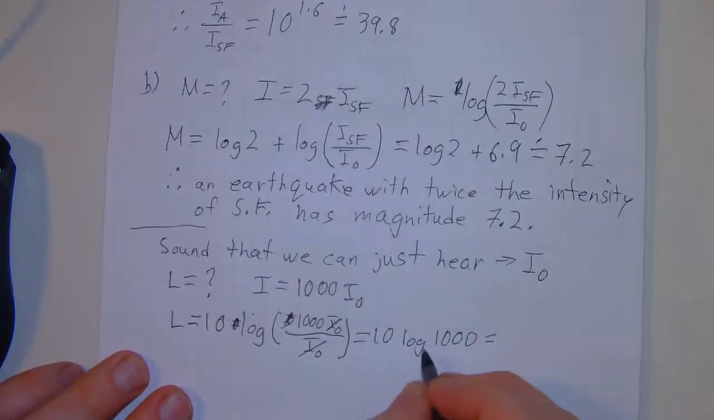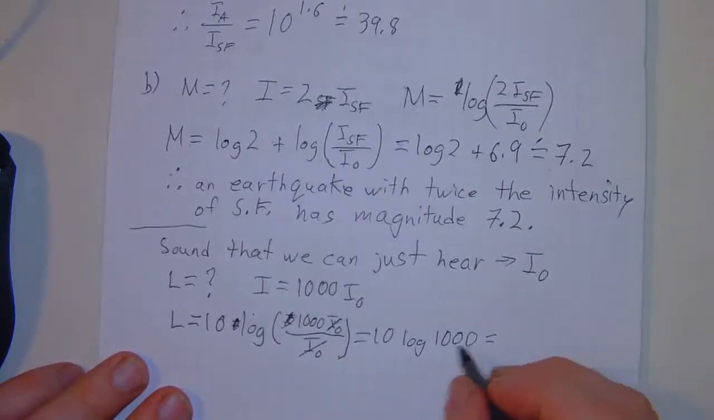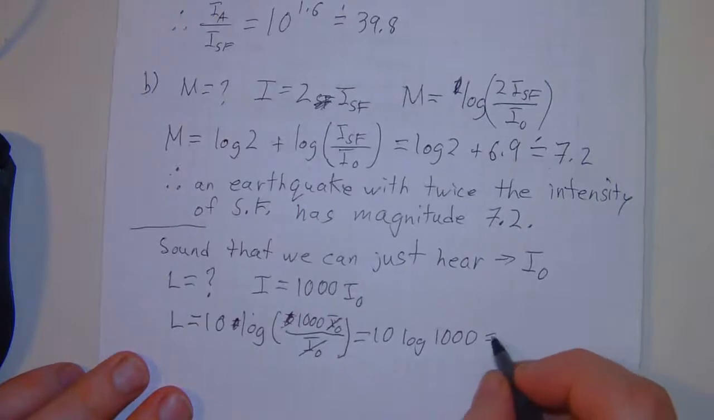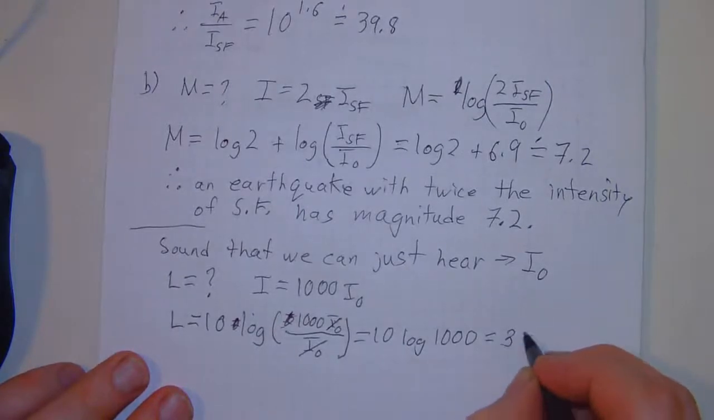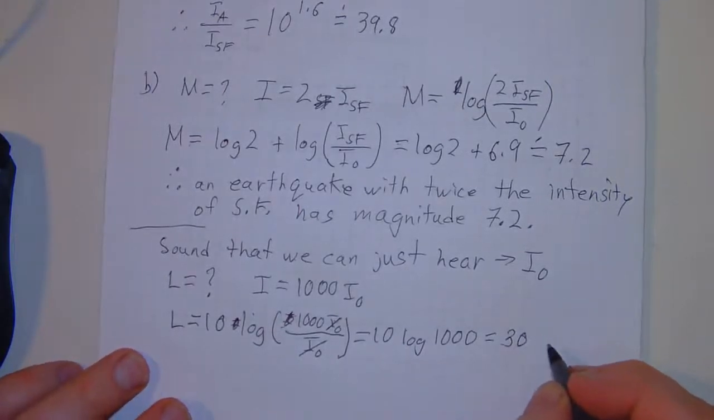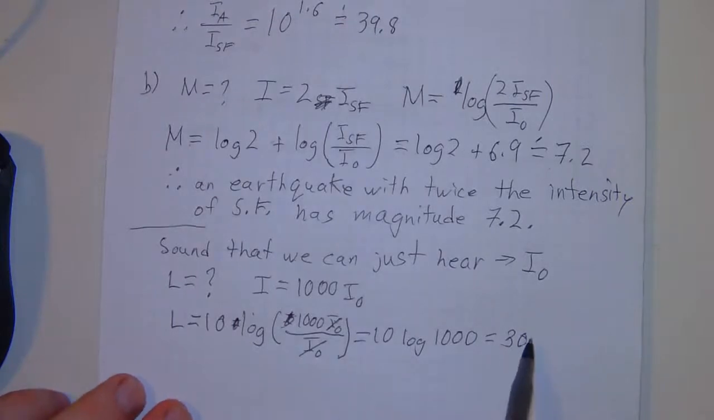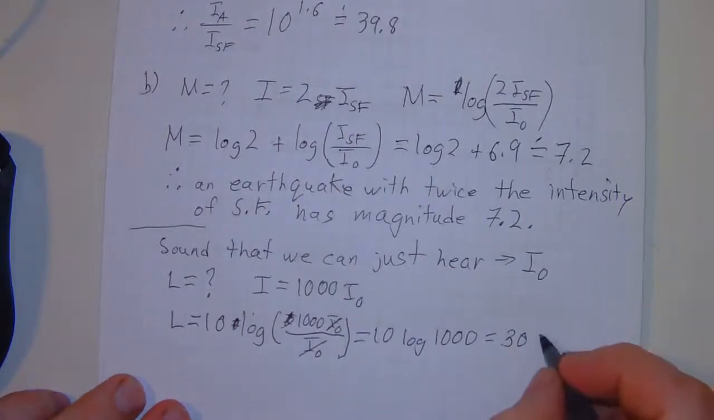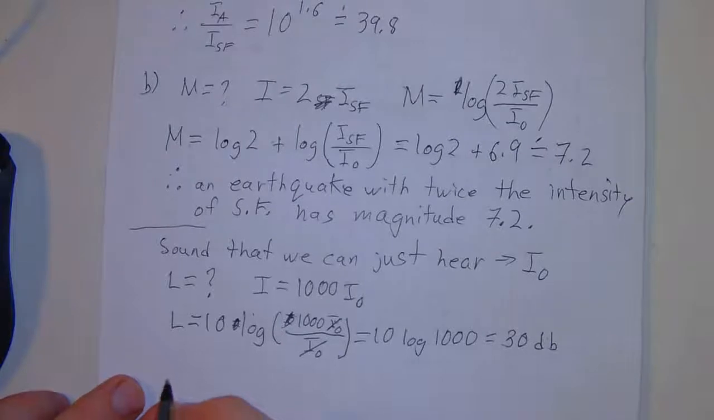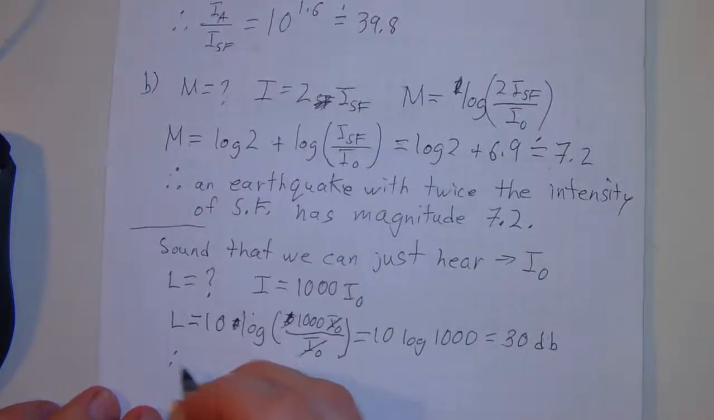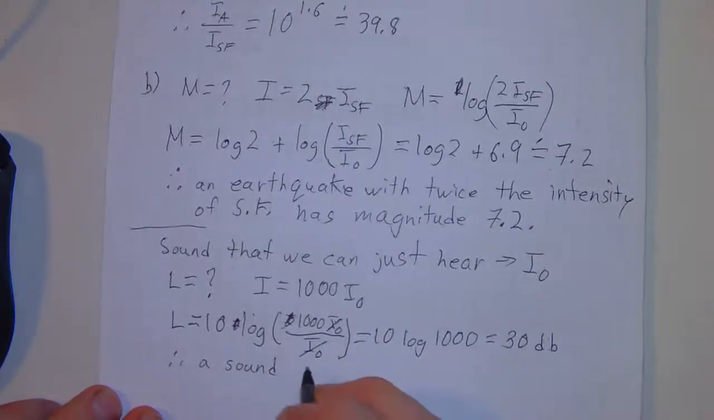And that's easy to solve. Log base 10 of 1,000 is 3, because 10 to the 3 is 1,000. 3 times 10 is 30. So the loudness in decibels, 30 decibels is the sound that is 1,000 times louder than a sound you can just hear. Or 1,000 times more intense, I should say.